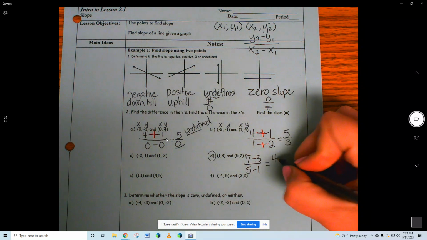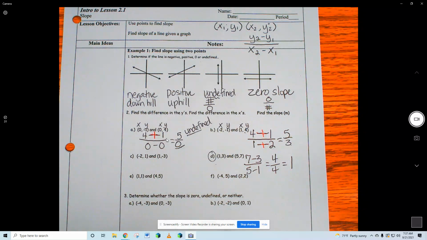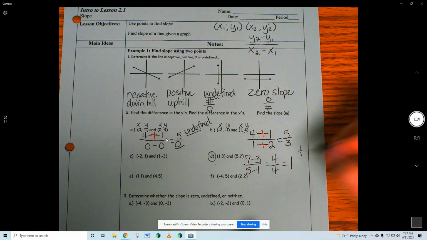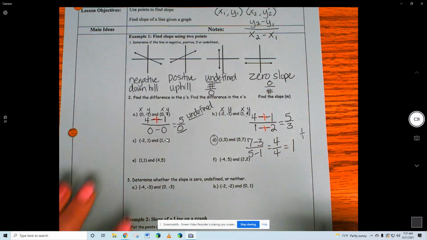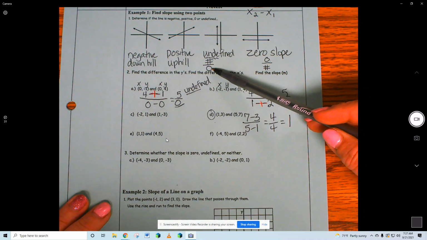Okay, 4 over 4, 1. And if sometimes I have to write my slope as a fraction, how would I write 1 as a fraction? 1 over 1, right? Same thing. Okay, 3 and 4. A 0 slope has a 0 in the numerator. An undefined slope has a 0 under.